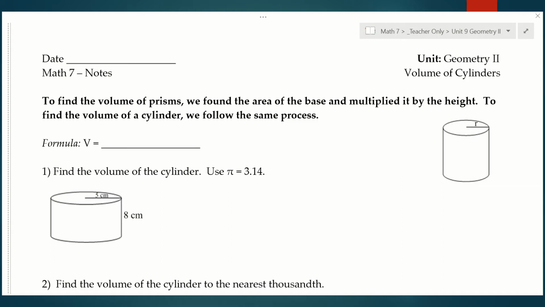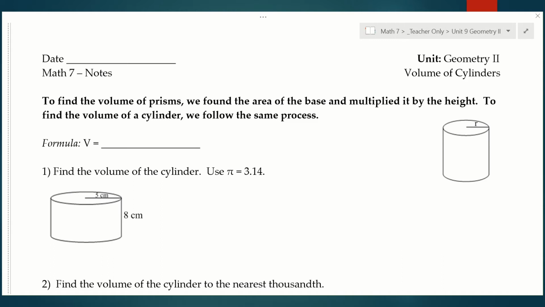So it says at the top here, to find the volume of prisms, we found the area of the base and multiplied it by the height. To find the volume of a cylinder, you follow the same process. The difference is that your base here is a circle.